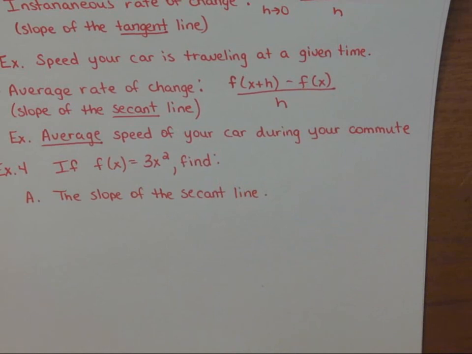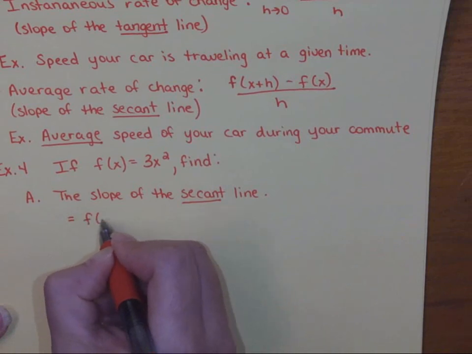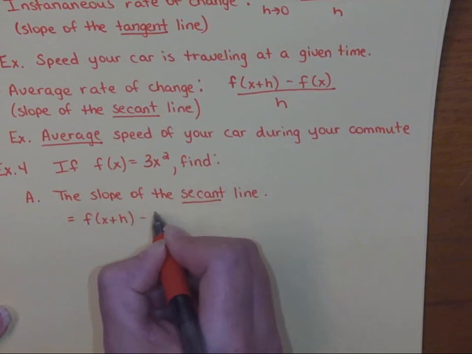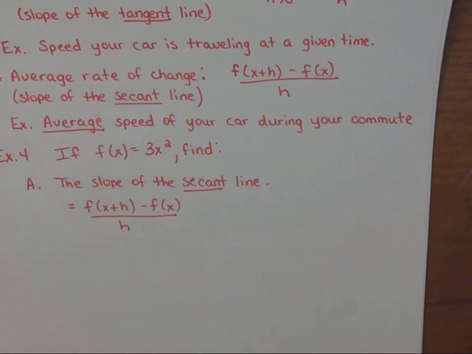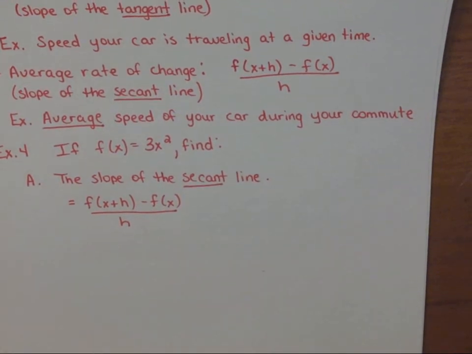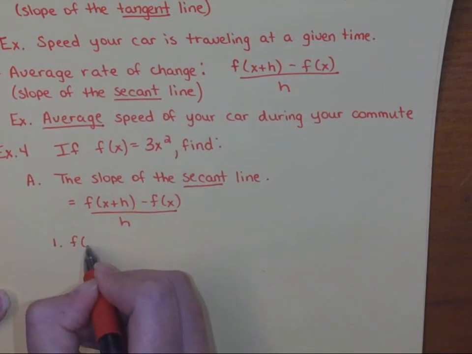So my question to you is the slope of the secant, are they asking you for instantaneous rate of change, or are they asking you for average rate of change? Okay. Notice it's the slope of the secant, right? So the slope of the secant is average rate of change, so we're supposed to just be doing f of x plus h minus f of x over h. We don't need to do the limit portion. So when I go to try to find that, I can just do steps 1 through 3 instead.